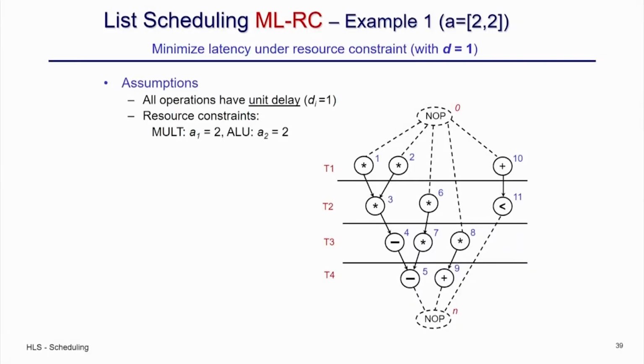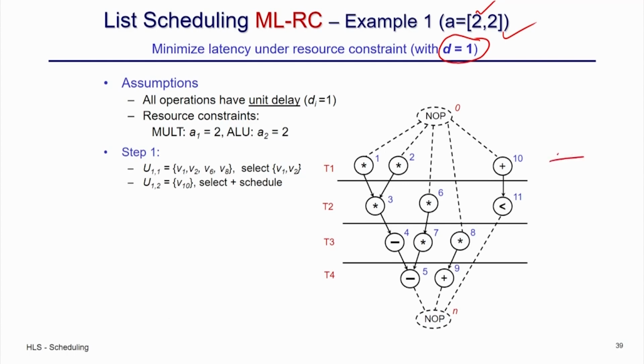So, in this example, suppose this is my differential equation solver again, and I assume that D1 equals 1, that is, all are single cycle operations, and I have 2 multipliers and 2 adders. So, what is U here at the start state? Because I start from 1, all these operations are available: V1, V2, V6, V8 and V10. So, all are available.